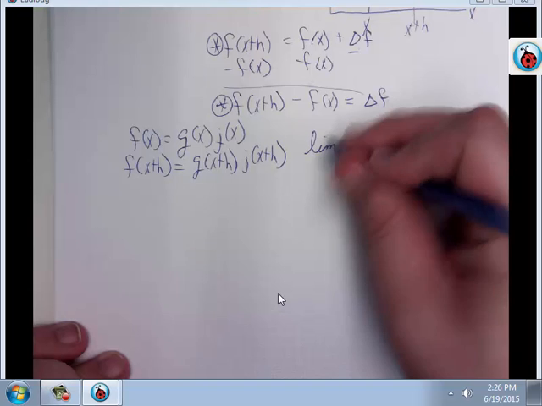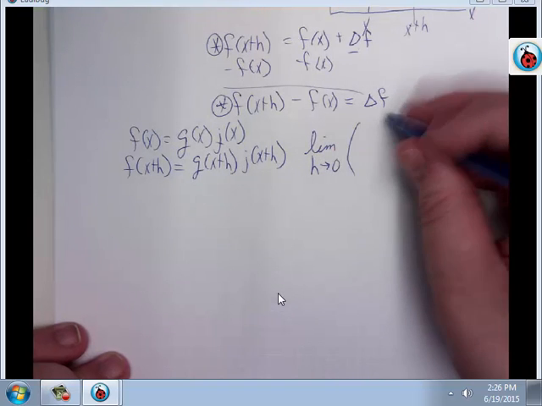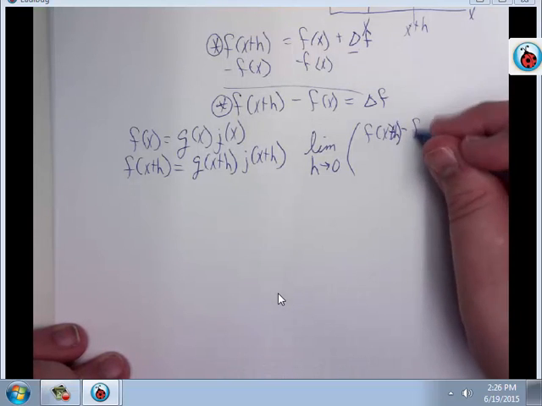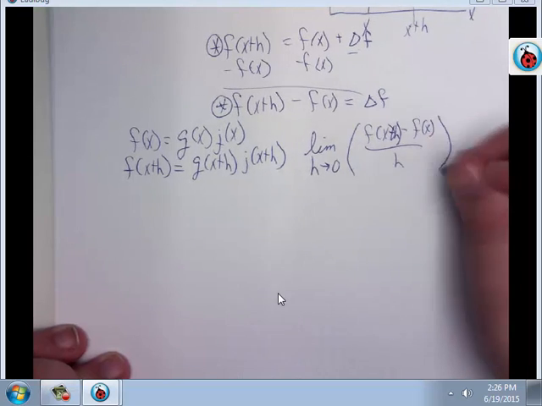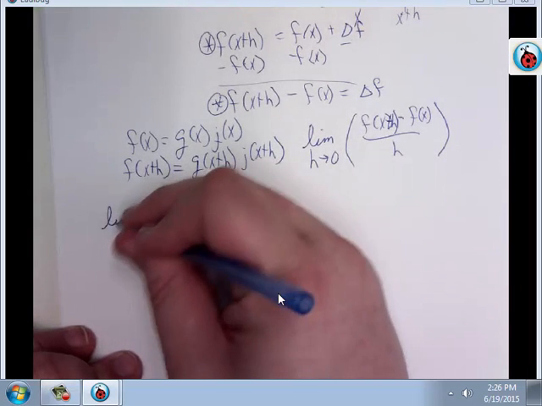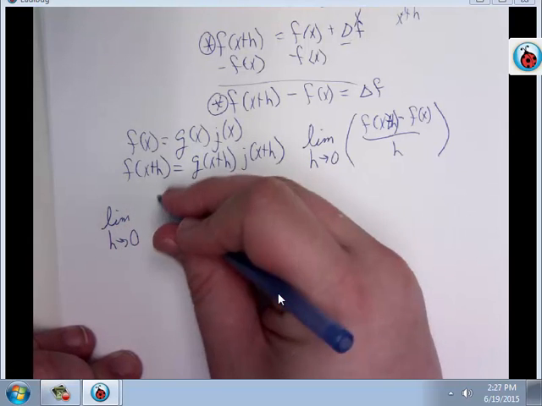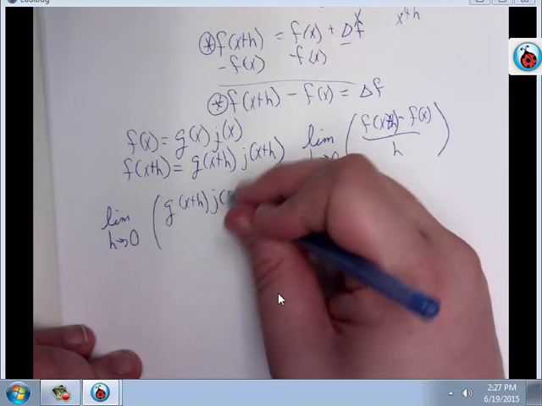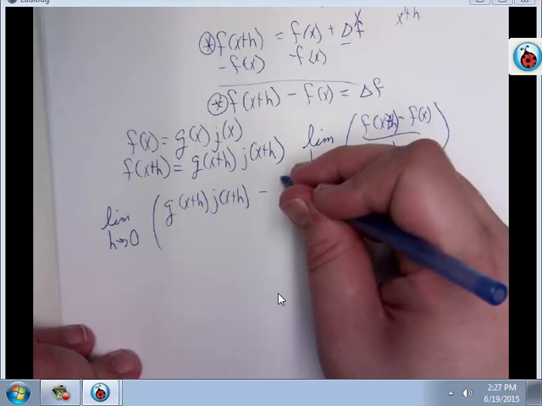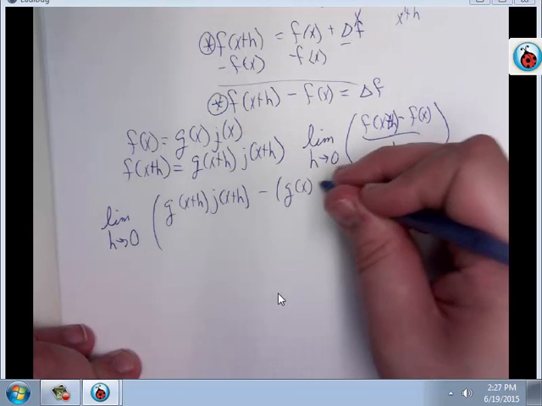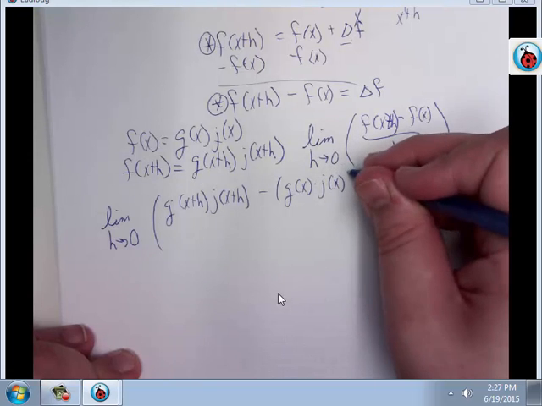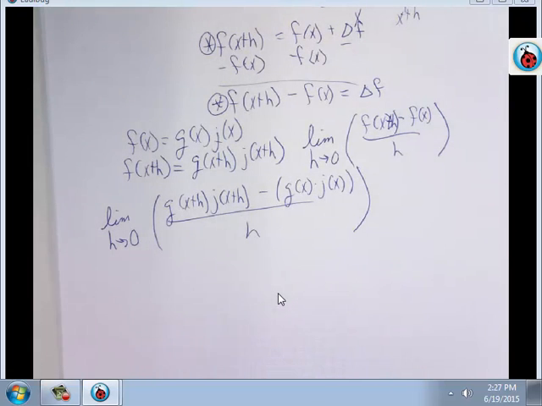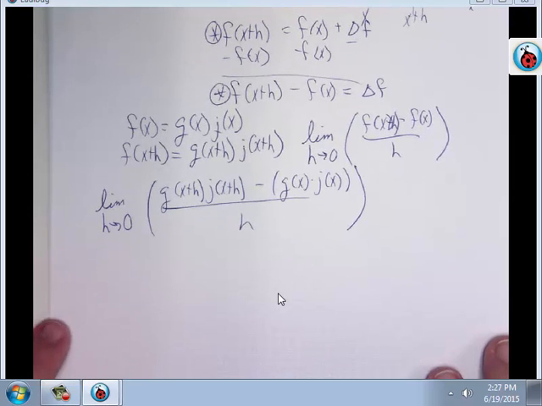And when we first sub into our limit rule, which remember is f of x plus h minus f of x over h, we're going to end up with this. Limit as h goes to 0 of g of x plus h, j of x plus h, minus g of x times j of x, all over h. Looks a little complicated, and I'm a little slanted here. It's a bit better.